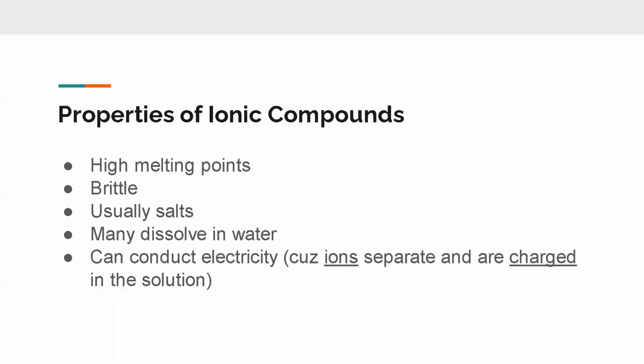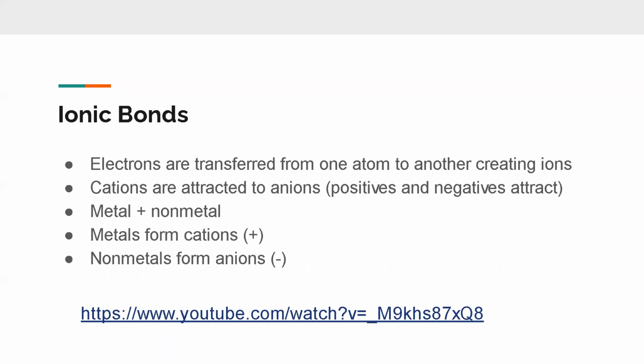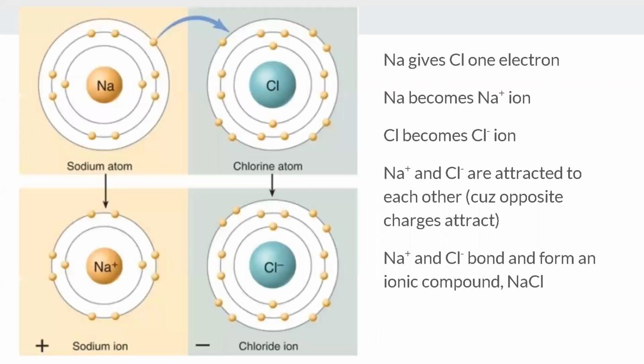Quick review on this too. Ionic bonds are between metals and nonmetals. The metals form cations and nonmetals form anions. So basically an electron goes from the metal to the nonmetal. Then the metal becomes positive and the nonmetal becomes negative, and they bond because they're ions, and the positive and negatives attract. For example, NaCl. Na gives Cl an electron, so it becomes Na+ and Cl-. And because there's that positive and negative attraction, it becomes NaCl.